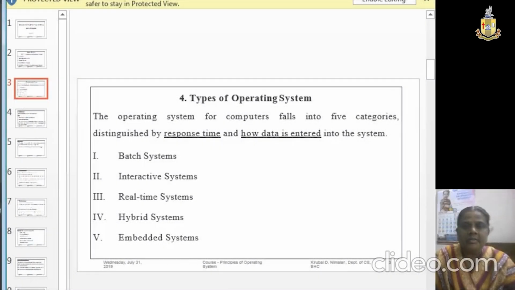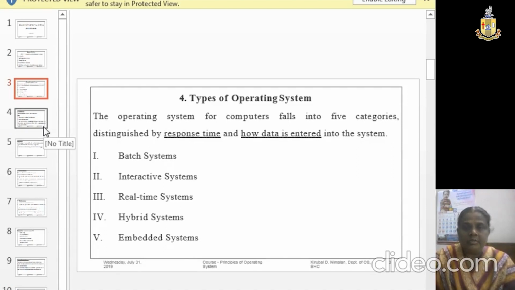Hello students, today we will discuss the types of operating systems depending upon the response time and how data is entered into the computer system. The operating systems are divided into 5 categories. They are the batch systems, the interactive systems, the real-time systems, the hybrid systems and the embedded systems.